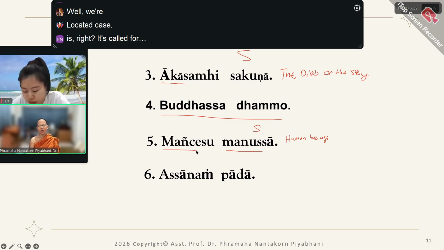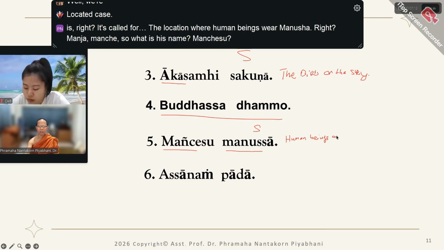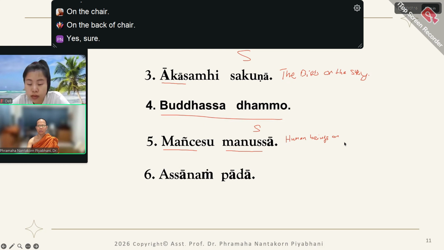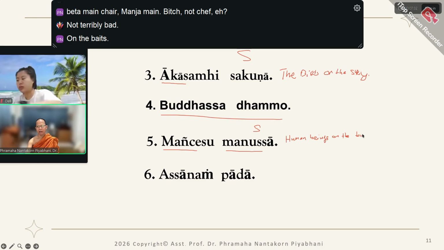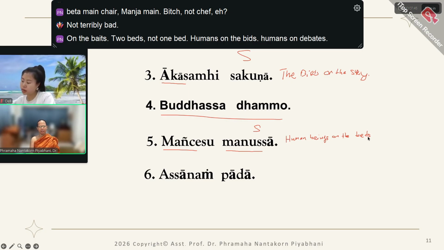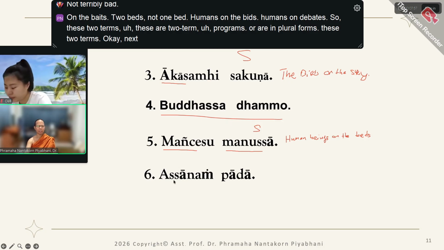It is called for the location, where human beings, where manussa, right? Mancesu, what does this mean, mancesu? On the chair. On the back. Mancesu. Chair. Manca, bed. Manca means bed, not chair. Okay? On the beds. 2 beds, not 1 bed. Humans on the beds. So these 2 terms are in plural forms. Okay, next, number 6.